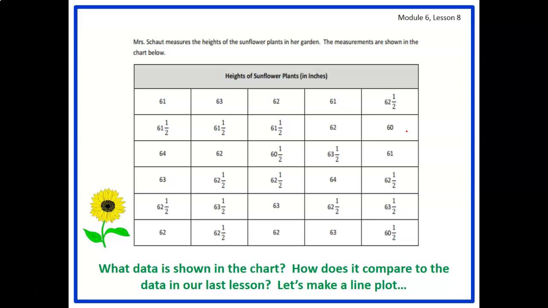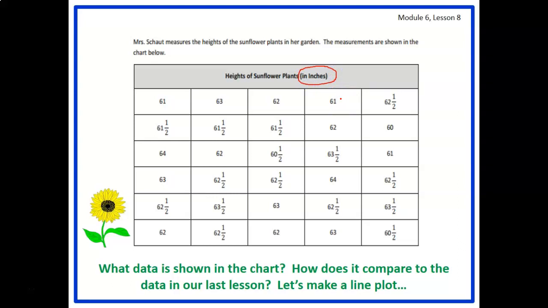Mrs. Schnott measures the height of sunflower plants in her garden. The measurements are shown in the chart below. Okay, let's take a look at it. Ooh, those are high, aren't they? What data is shown on the chart? Well, the data that's shown is right here in the title: the height of the sunflower plants in inches.